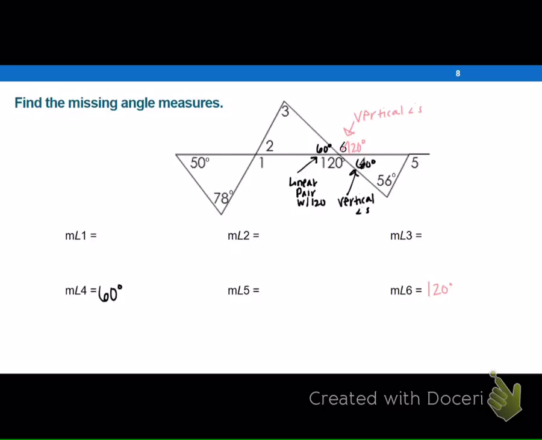What angle could we find to help us find angle 2? It's an unmarked angle, though. One right there. This one? Yeah, so how could we find this angle here? 50 plus 78. Okay. All right. And 180 minus 120. Okay, so what's the measure of angle 2 then?